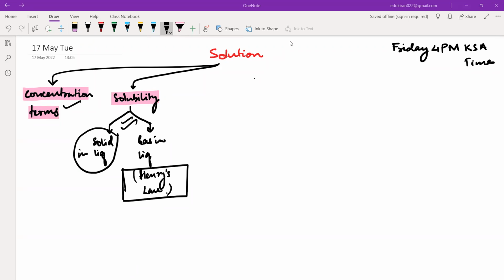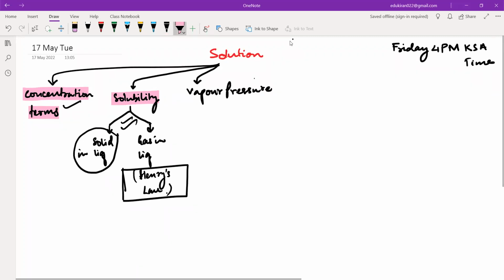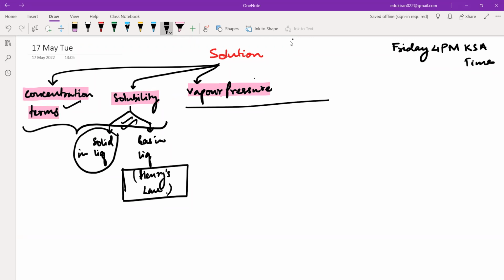Now after solubility, the next portion is vapor pressure that we are going to start with. Now the reason why I said you can come into this batch is because you don't need in-depth knowledge of these two topics in order to understand the further topics. For example, vapor pressure, the only thing that you need from concentration terms and solubility is mole fraction.